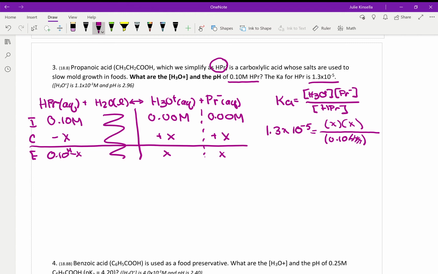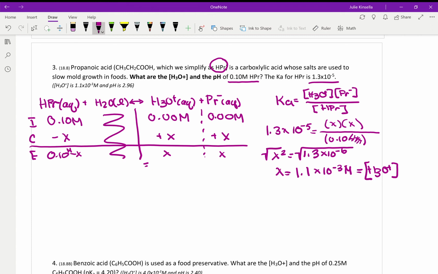So if I simplify this, I would end up with X squared is equal to 1.3 times 10 to the negative 6. So cross multiplying is what most of you probably did there. Take the square root of both sides, and then X is going to be equal to, keeping to the two sig figs, 1.1 times 10 to the negative 3, which is equal to our concentration of hydronium.